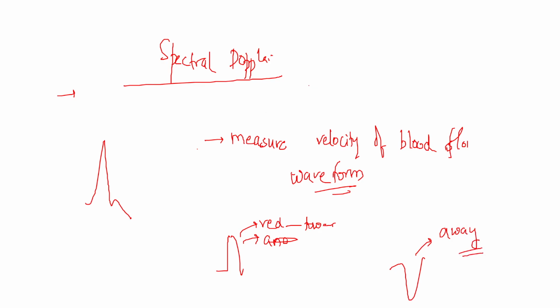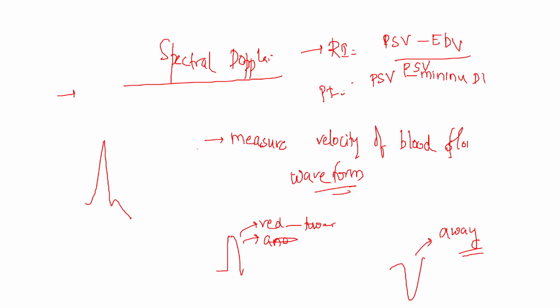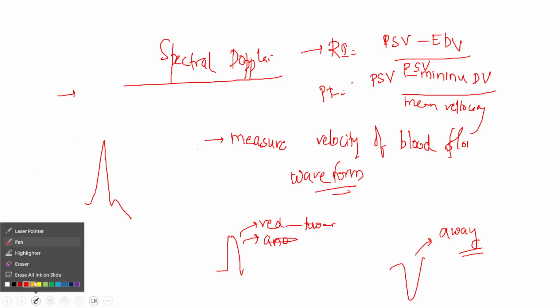With the help of spectral Doppler, we can also calculate RI. RI is equal to peak systolic velocity minus end diastolic velocity divided by peak systolic velocity, whereas PI is equal to peak systolic velocity minus minimum diastolic velocity divided by mean velocity.